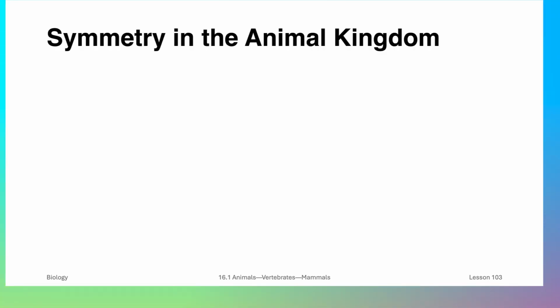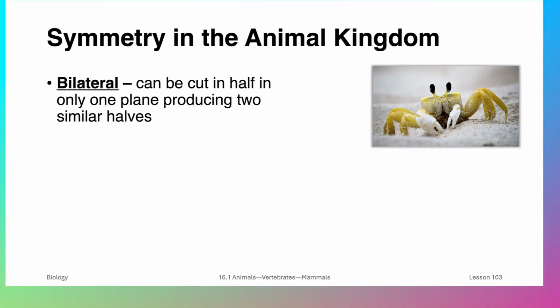The second major concept in the animal kingdom is the concept of symmetry, and it's important to understand the concept of symmetry. There are several kinds of symmetry, and the first kind is called bilateral symmetry. Bilateral symmetry means that you can cut an animal in half in one plane only and produce two similar halves. And this crab here is an example. If you cut him in half right in the middle, you have a right half and a left half, which are very similar to each other.